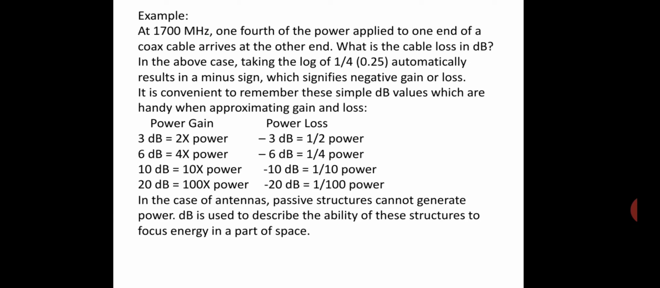It is convenient to remember these simple decibel values, which are handy when approximating gain and loss. A power gain of 3 dB means twice the power, and minus 3 dB means 1 by 2 power. As an example, 6 dB equals 4 times power, minus 6 dB equals 1 by 4 power. 10 dB equals 10 times power, and minus 10 dB equals 1 upon 10 power. So we can calculate the gain and loss of power.